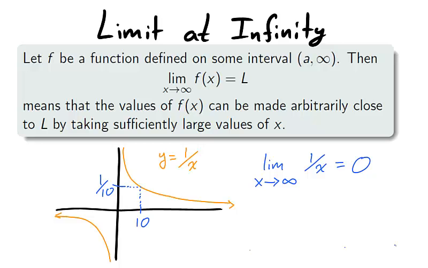If I want a y value smaller than 1/10, I must choose an x value bigger than 10. If I want a y value smaller than 1 over 1 million, I have to choose an x value larger than 1 million. The closer the y values are to 0, the larger the x value I must choose. Therefore, as x goes to infinity, the limit of y is 0.